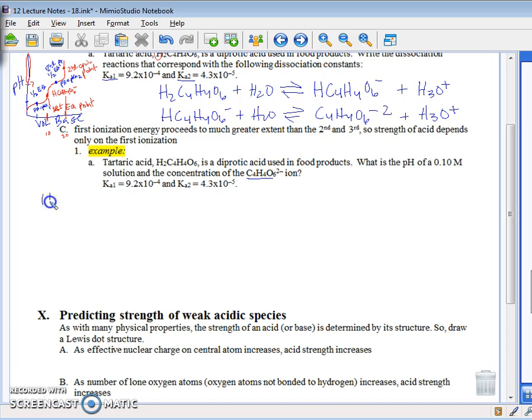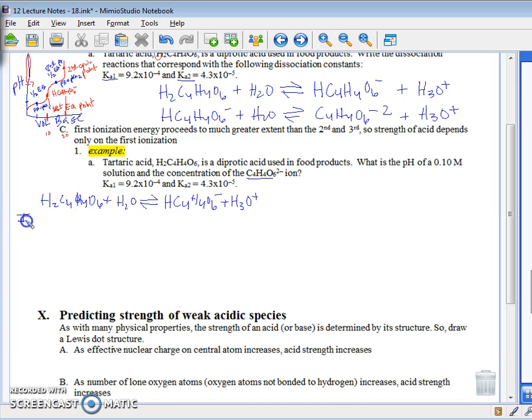So let's start with our tartaric acid, C4H4O6. This says I just have tartaric acid solution. So am I adding it to a strong base? No, it's just sitting in water. So the only thing it can do right now is hydrolyze. I'm only going to do one equation at a time. So I'm going to take one proton off of the acid, and I'm going to generate one single H+.